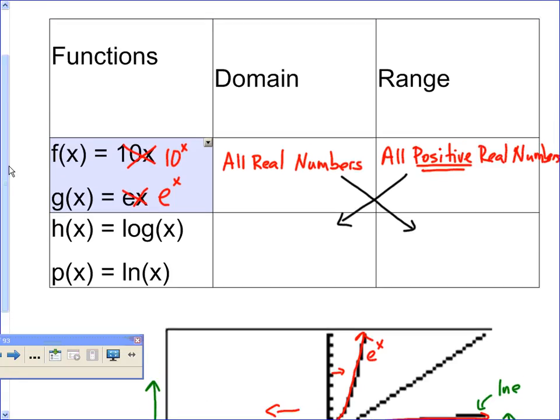Okay, so it is the case, and we can see it on the graph. So we've got all positive reals here, and then here we have all real numbers. Okay. And that's all I have for section 5.4.